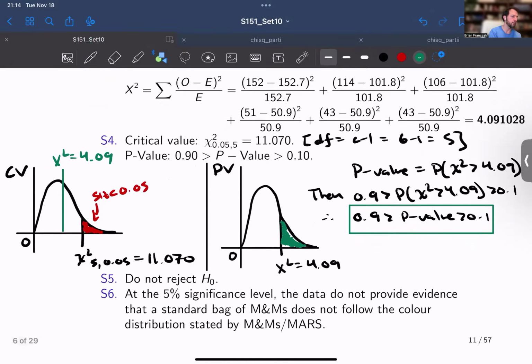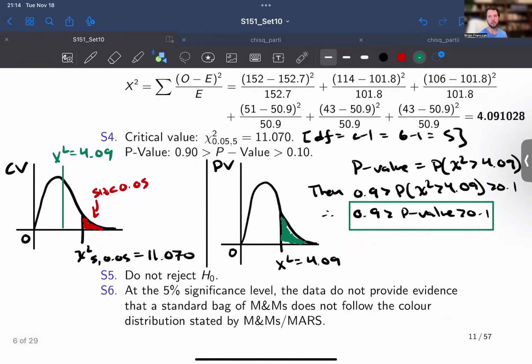So then our concluding statement is at the 5% significance level, the data do not provide evidence that a standard bag of M&Ms does not follow the color distribution stated by M&Ms and Mars. That is, we found no evidence to suggest that the distribution that the company stated is not true. Okay, so we should expect that the distribution of the colors in a bag of M&Ms follows what the company stated based off of this test.